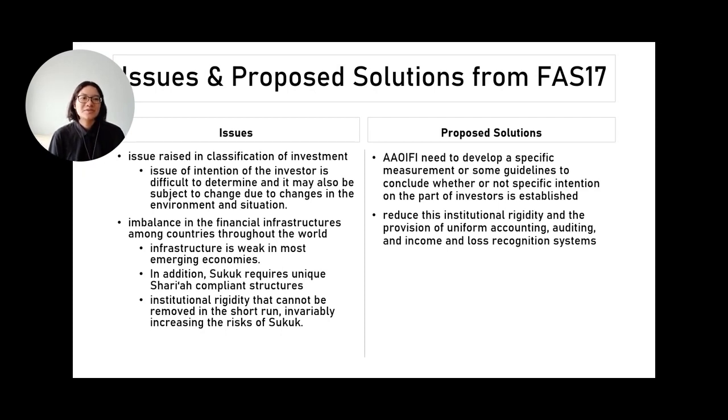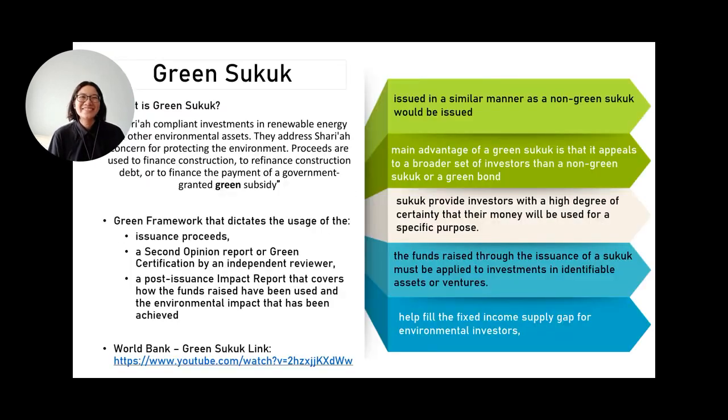The proposed solutions on your right: specific guidelines and measurements to be developed by AAOIFI, and uniform auditing and income and loss recognition to reduce institutional rigidity. Now that we know about bonds and Sukuk, here are some examples of a type of Sukuk called Green Sukuk. It's a Sharia-compliant bond that invests in environmental assets, such as renewable energy, and addresses the need for protecting the environment. Features: it is similar to the issuance of non-green Sukuk.